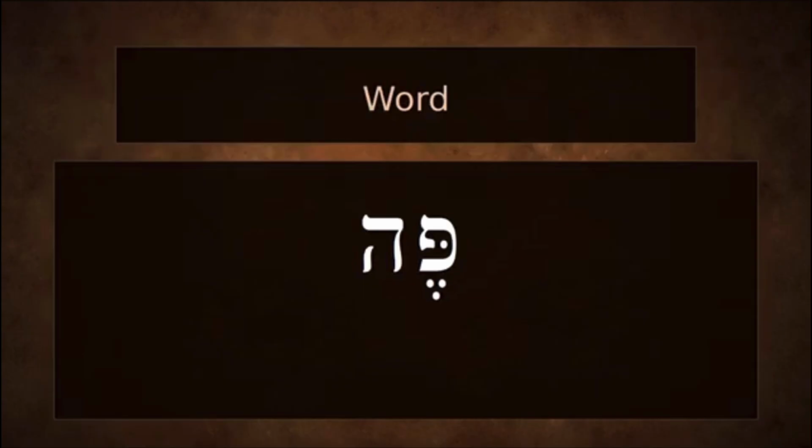Here's a word using the pe. It starts with a pe, underneath that is a segel, and at the end there is a he. Let's pronounce this word. The pe has a dagesh, so it is pronounced p. The segel is pronounced e, and the he at the end of a word is silent. Altogether, this makes pe. Pe means mouth. This is also the name of the letter pe.